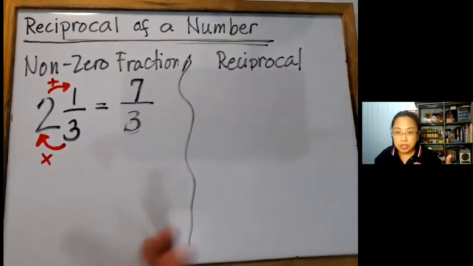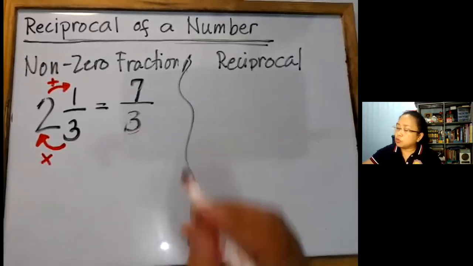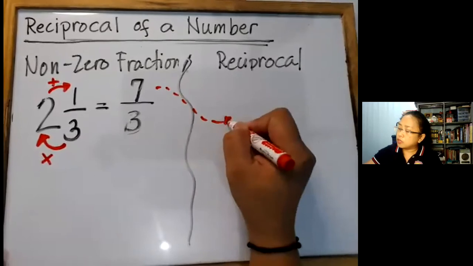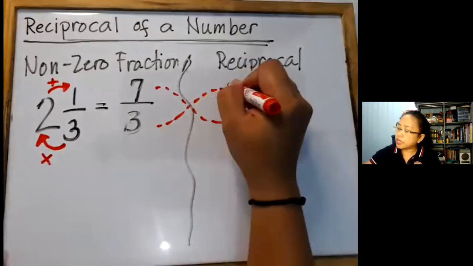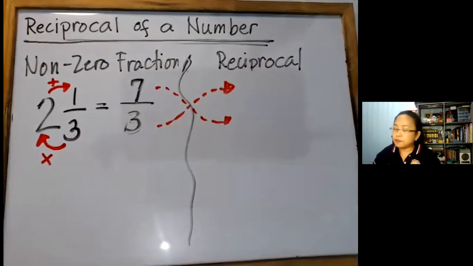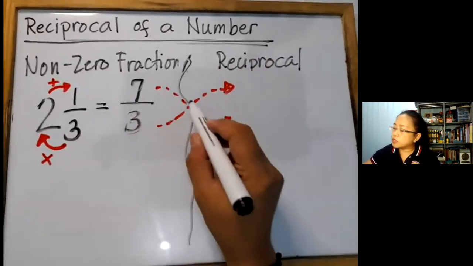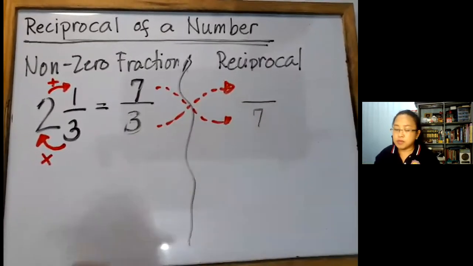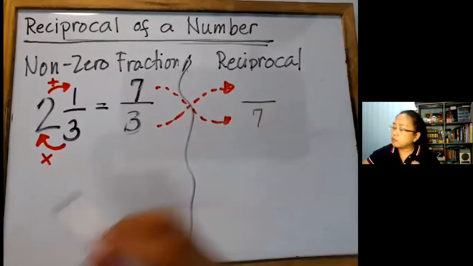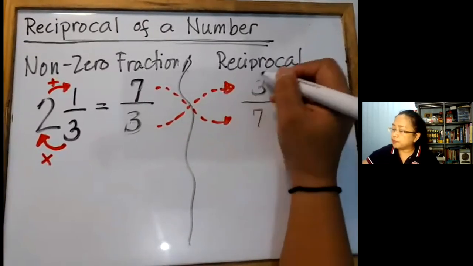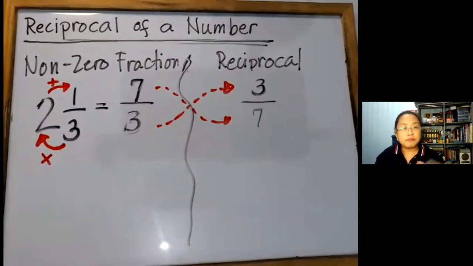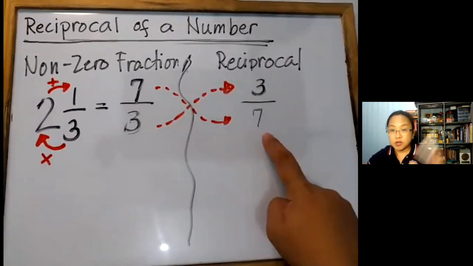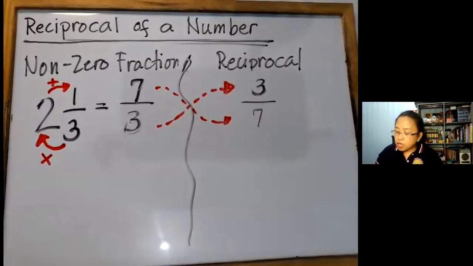So, pwede na natin kunin yung kanyang reciprocal. Yung numerator, bababa. Yung denominator, aakyat. Okay? So, ganun lang. So, 7 goes down the bar line, below the bar line, rather. So, that's denominator 7. And then 3 becomes numerator. Okay? So, ano ngayon ang reciprocal ng 2 and 1/3? Ang reciprocal ng 2 and 1/3 is 3 over 7. Okay? Let's have another one.